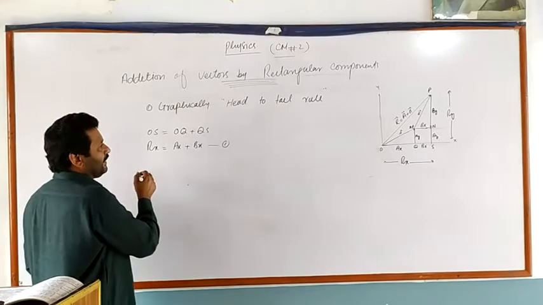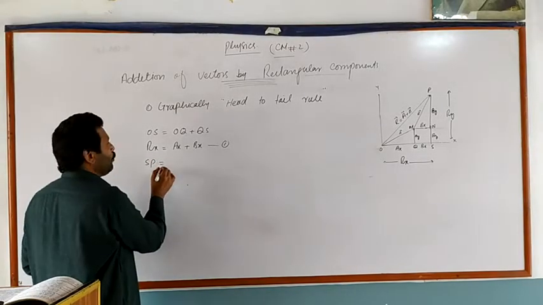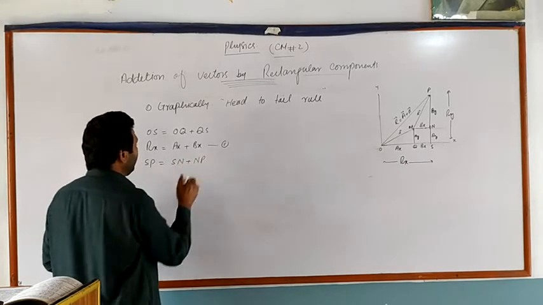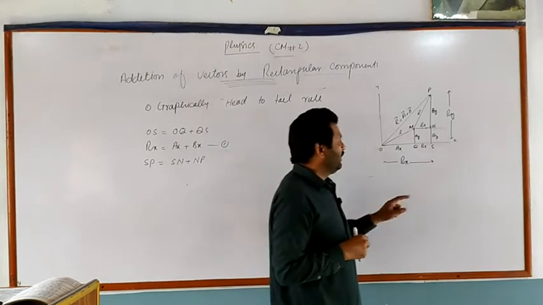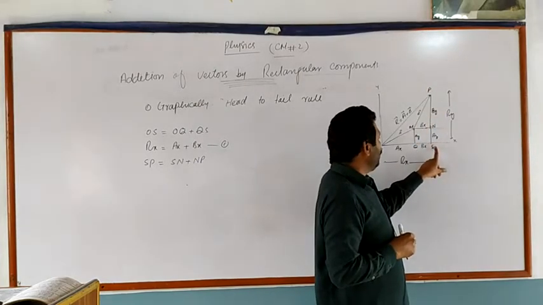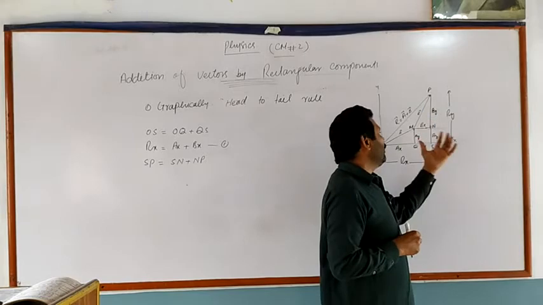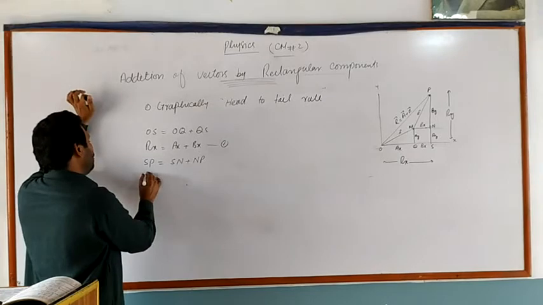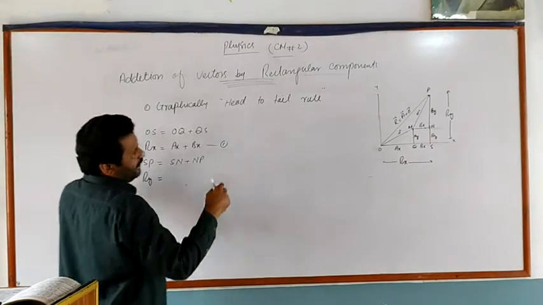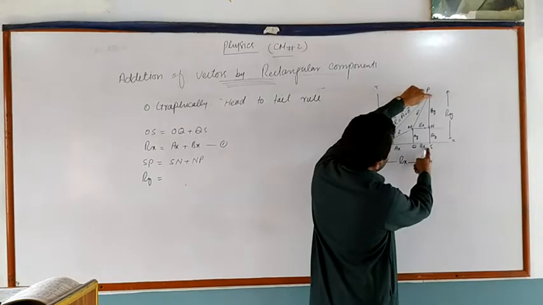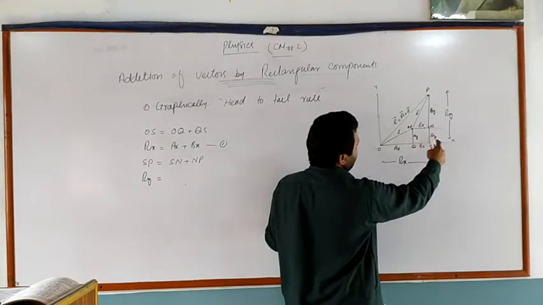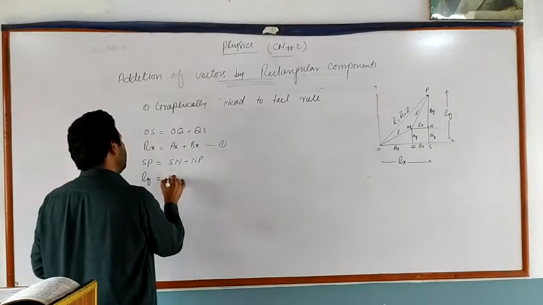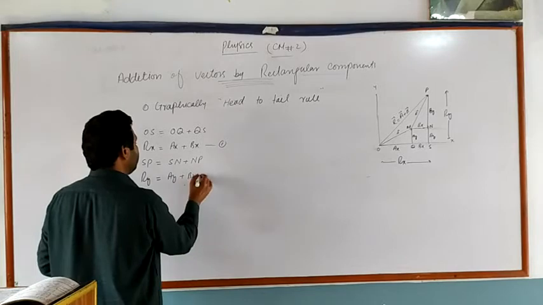Similarly, it is clear from the figure that the distance from S to P is equal to SN plus NP. Putting in the values, since SP is represented by Ry, SN is Ay and NP is By, this equation will be written as Ry is equal to Ay plus By.